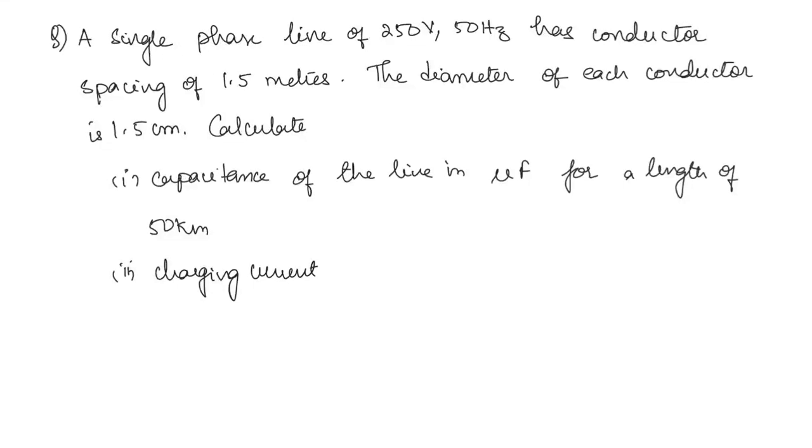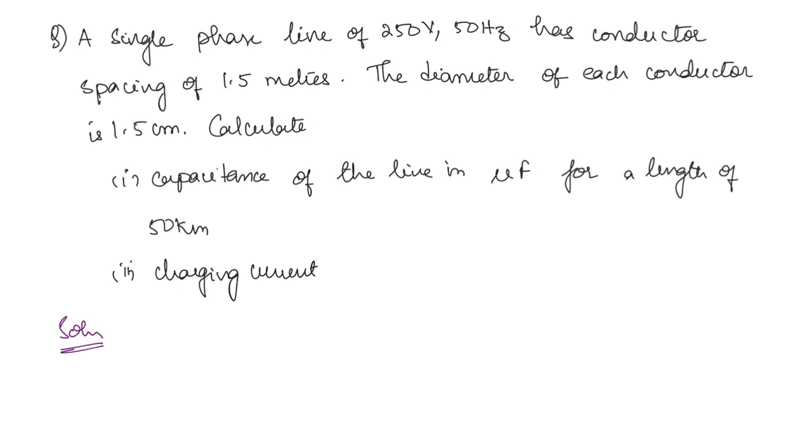A single phase line of 250 volts 50 Hz has conductor spacing of 1.5 meters. The diameter of each conductor is 1.5 centimeters. Calculate capacitance of the line in microfarad for a length of 50 kilometers and the charging current. So this is a single phase line.